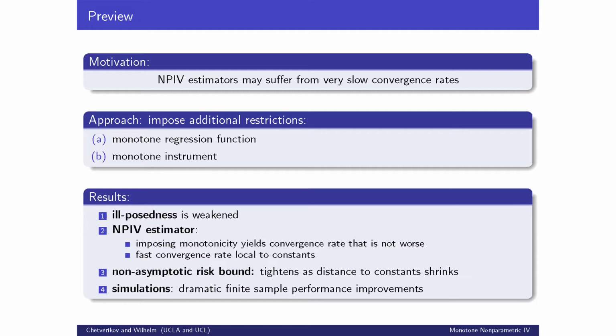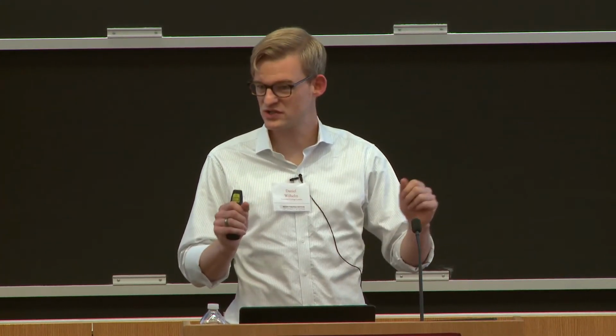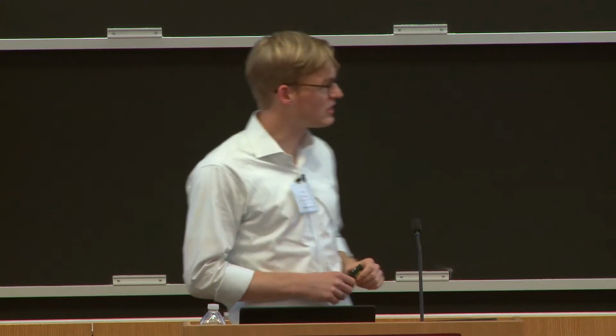We have two restrictions. The first one is a monotonicity restriction on the regression function itself. This is the regression function, the object of interest, the one that you want to estimate. We assume that it's either increasing or decreasing. And then we have a monotonicity assumption also on the instrument that's available. Essentially, and I'll be much more precise about this, what it means is that the instrument has to have a monotone relationship with the endogenous variable in the model.